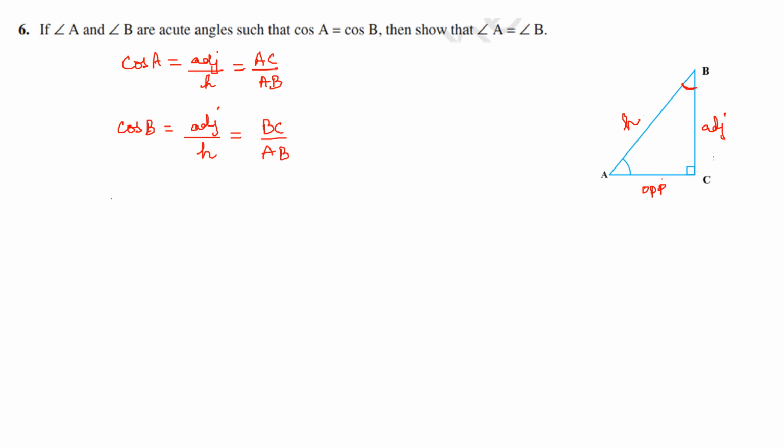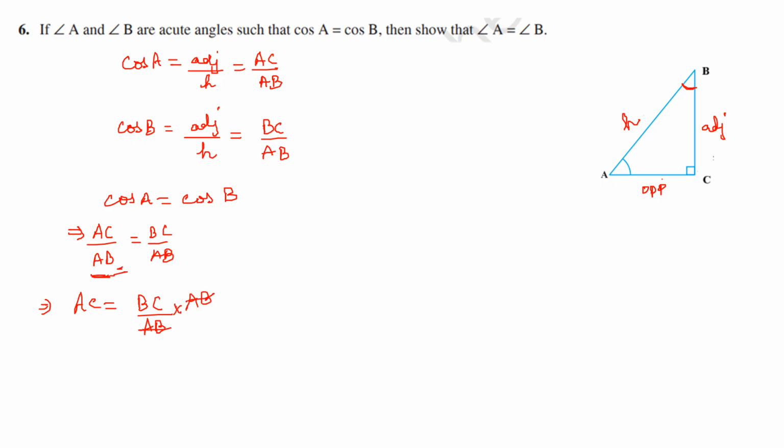And what is given in the question? Cos A is equal to cos B. So from here I can write AC by AB is equal to BC by AB. Now I am transposing this AB to the other side, so the division changes to multiplication. AB and AB get cancelled and I get AC equal to BC. Now AC is equal to BC, so it is an isosceles right angle triangle.